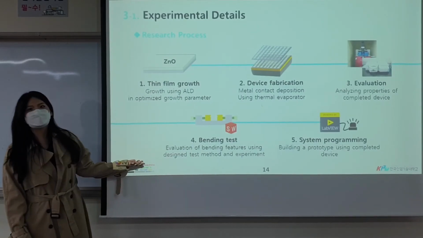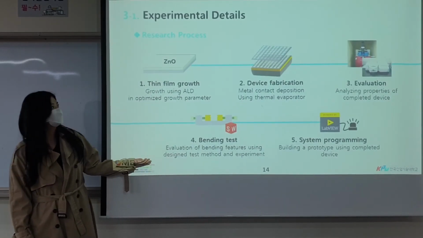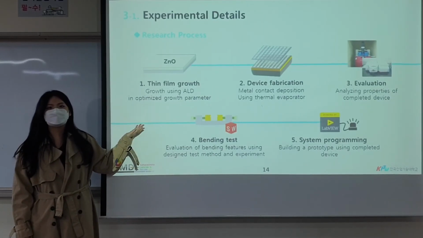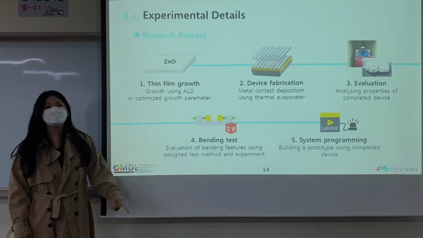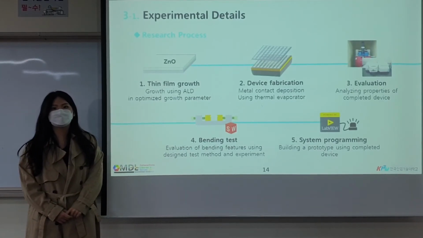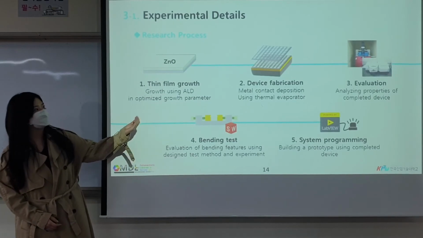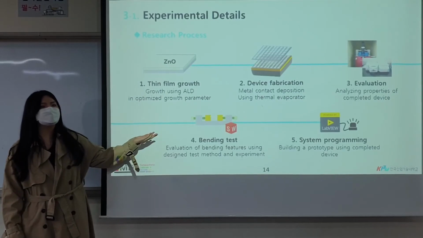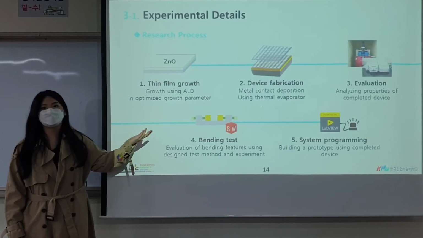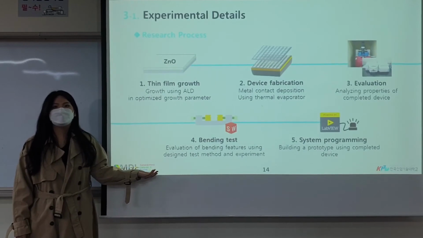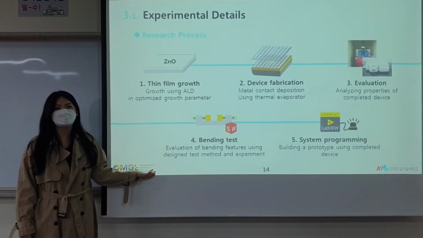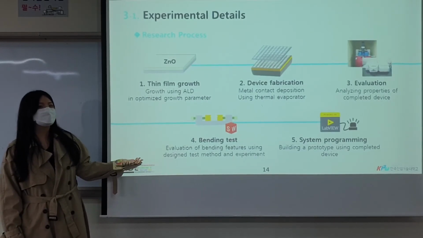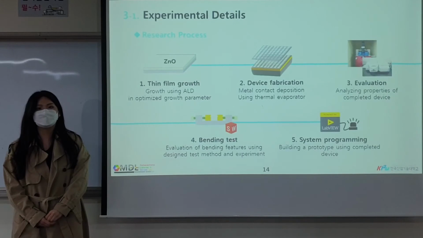Let me show the overall process of the research. We will proceed in 5 steps. First, we will use ALD to grow zinc oxide on a flexible substrate. Second is the device fabrication step of depositing metal using a thermal evaporator. Third, the properties of the completed device are analyzed and evaluated. Next is the bending test. We evaluate the bending features using the designed test method and experiment. Finally, the prototype is completed through system programming using LabVIEW.